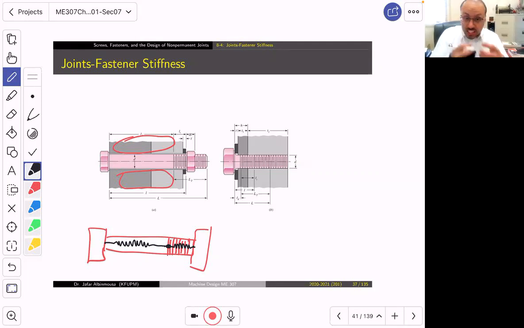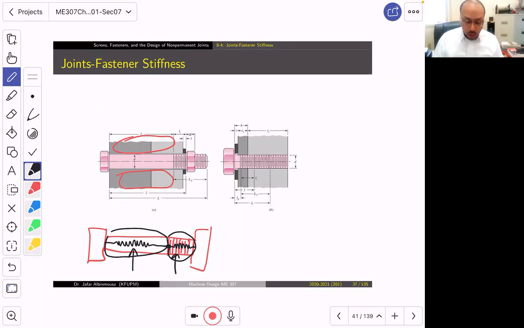Why? Because the stiffness will depend on the material. Here, the shank is a uniform cylinder. For the threaded part, it is different. Now the differences are little, but still, it is different. This is going to behave as a spring by itself, and this one is going to behave as a spring by itself. For that reason, we have two configurations.